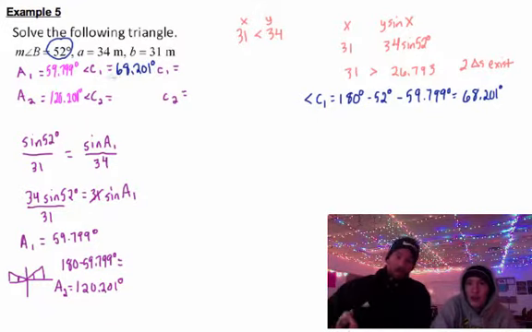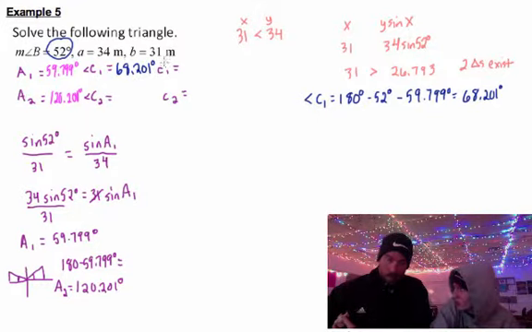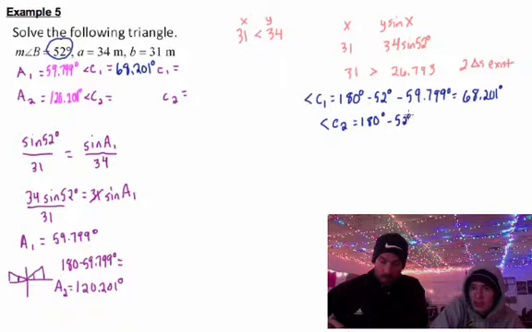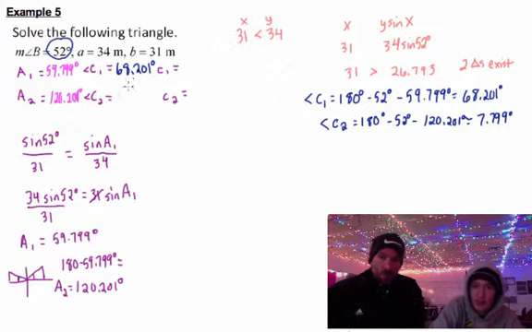Do you want to do side C1? Or let's go ahead and find that other angle because it's not a hard step. Okay, so angle C2, we also do 180 minus 52, but now let's subtract our angle 2, which is 120.201. That's 7.799. Now, here's the deal. Is this what you mean by interesting? Yeah, we got a really small angle.